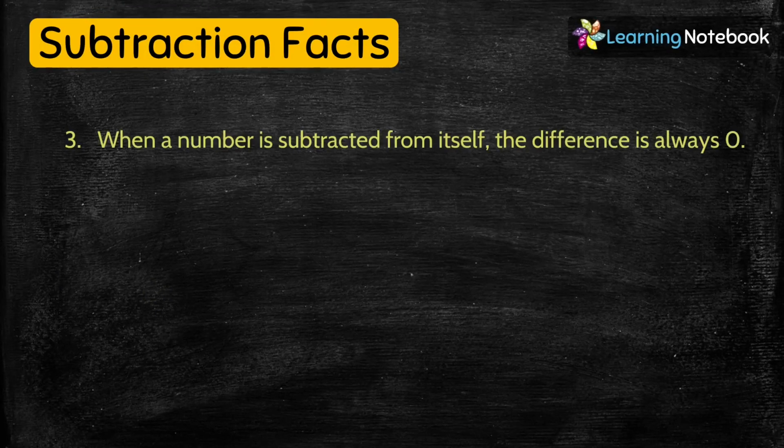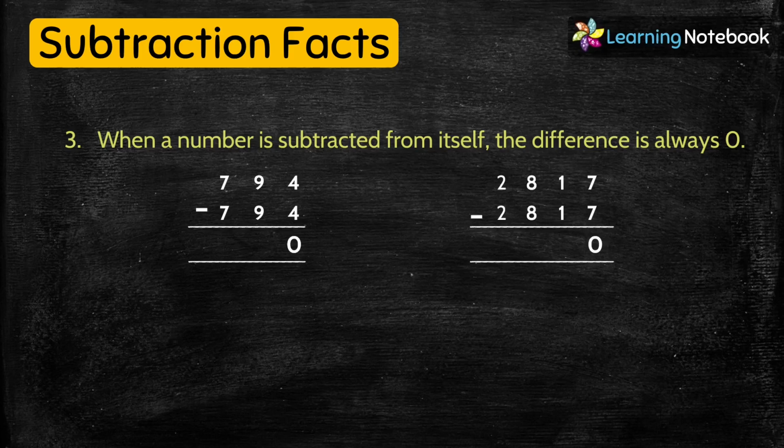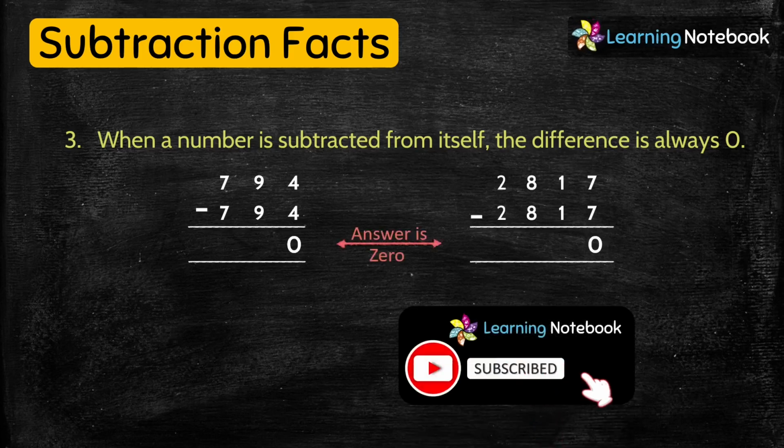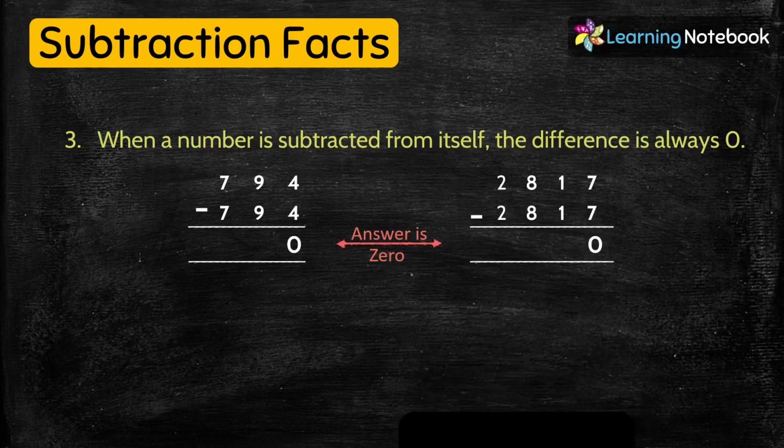And the third subtraction fact is, when a number is subtracted from itself, the difference is always 0. For example, if we subtract 794 from 794 itself, then we get the difference as 0. In the same way, if we subtract 2817 from 2817 itself, again we get the difference as 0. So these were the three subtraction facts.